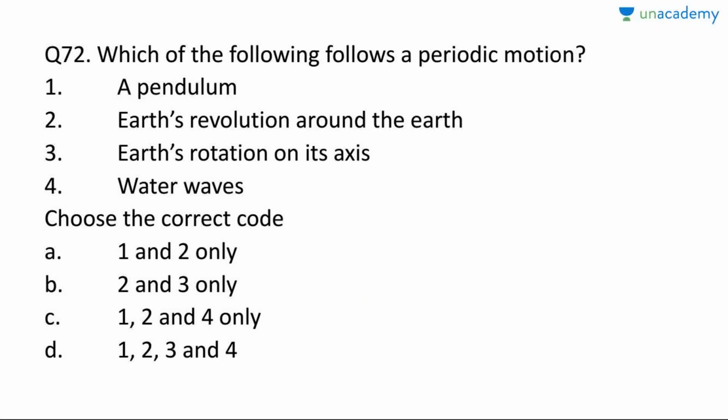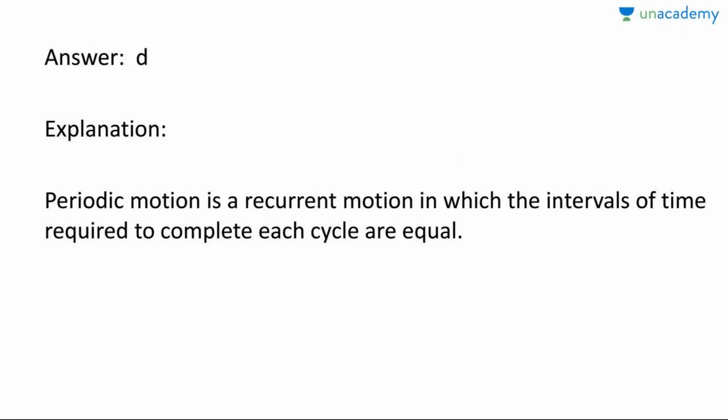Question number 72. Which of the following follows a periodic motion? Pendulum, obviously. Earth's revolution around the sun, yes. Earth's rotation on its axis and water waves. So all these basically follow periodic motion. So the answer here is D, 1, 2, 3, 4. Periodic motion is a recurrent motion in which the intervals of time required to complete each cycle are equal.